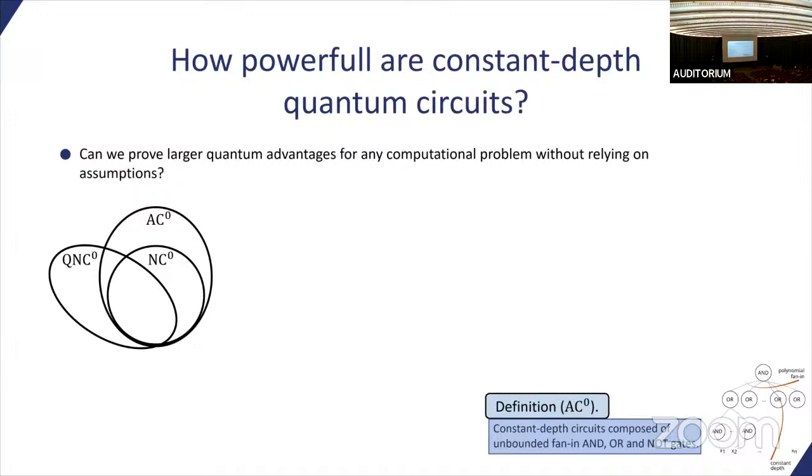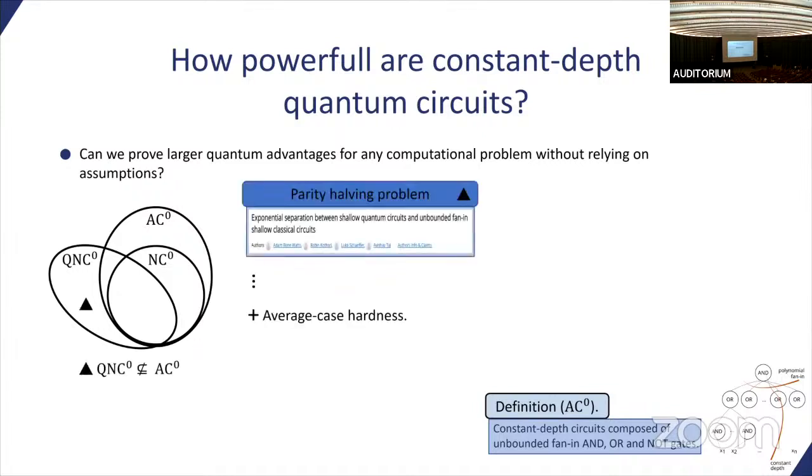Now in circuit complexity, the next class that we would very naturally like to look at is AC0. Here we have, again, constant depth classical circuits with AND and OR gates, but the AND and OR gates have unbounded fan-in. So we can feed as many inputs to a gate as we want, but it has to behave as an AND or an OR. Here was a very significant result too. Adam Bene Watts and his collaborators showed that we can solve a problem with QNC0, again constant depth quantum circuits, that AC0 circuits fail to solve, even in the average case hardness setting.